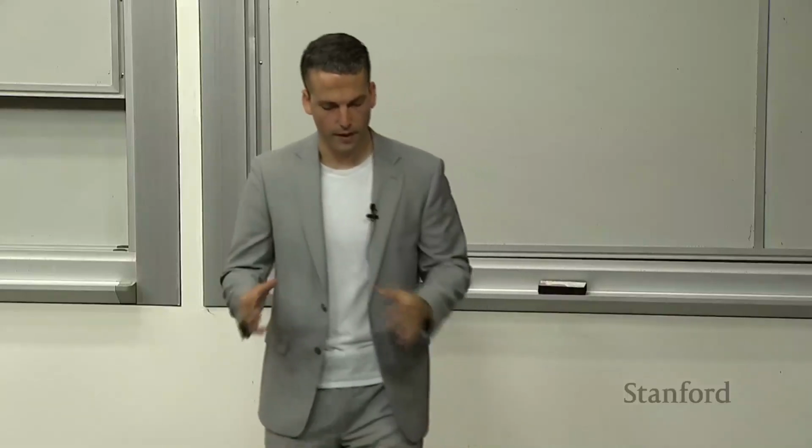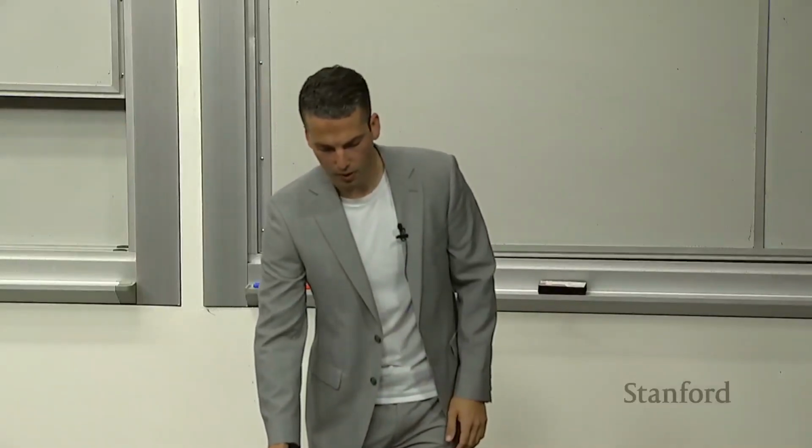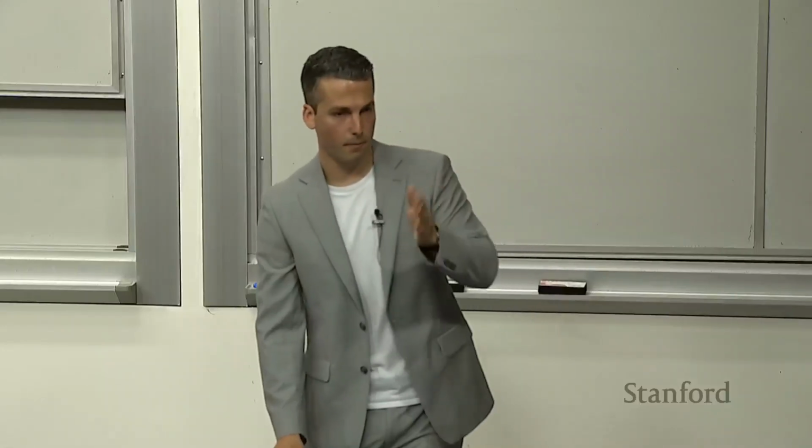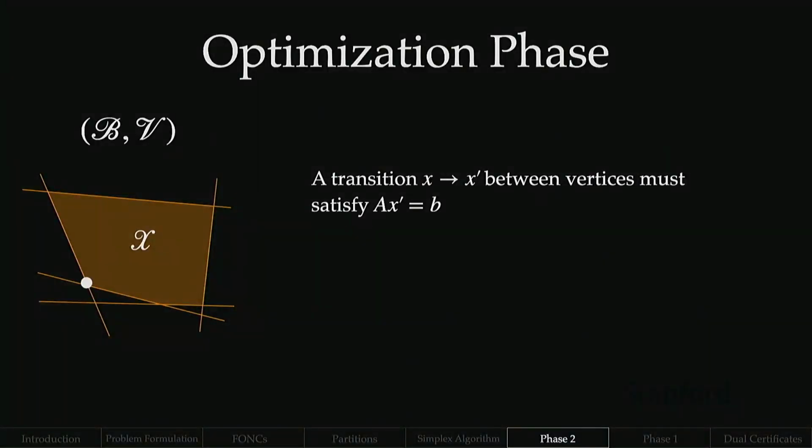Okay, so starting with phase 2, the optimization phase. What we're focused on here is we just want to move between vertices, right? So we want to move between x and x prime. And we know that as we do this movement, we have to satisfy Ax' = b. Okay, so that has to occur. We're assuming that we're starting with some partition given to us. How we get that partition is going to be part of phase 1, which we'll come back to. But for now, we're assuming we have some partition.